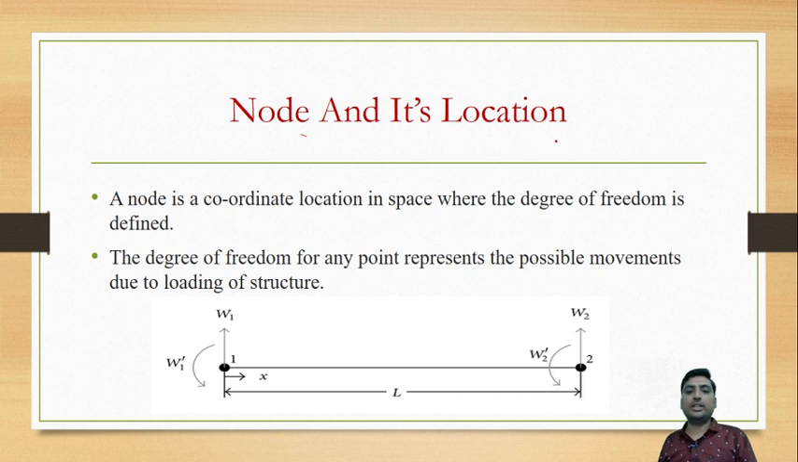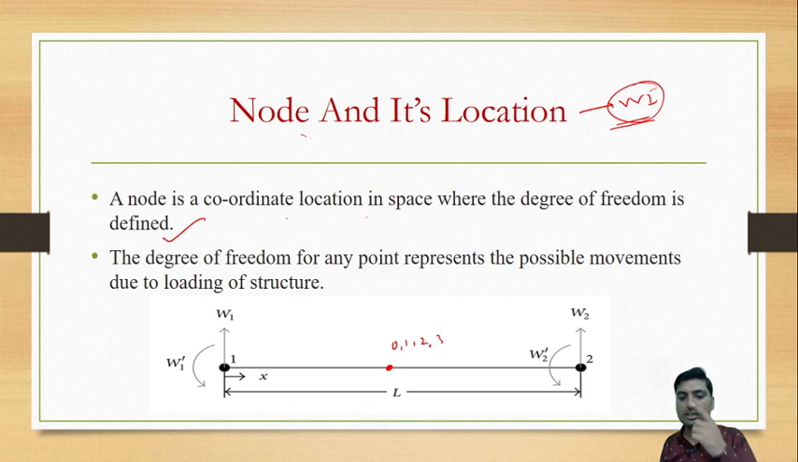Next, nodes and their location. This is also one of the important topics, nodes. A node is a coordinate location in space where the degree of freedom is defined. If you want to define the degree of freedom at this point, you have to select the node. Now I can say here the degree of freedom is 0, 1, 2, 3, whatever you want, but for defining the degree of freedom, you should have the node. So the degree of freedom for any point represents the possible movements due to loading of the structure. Now, if load is there, how this structure will behave, in what direction it will move, that we will find from the degree of freedom.